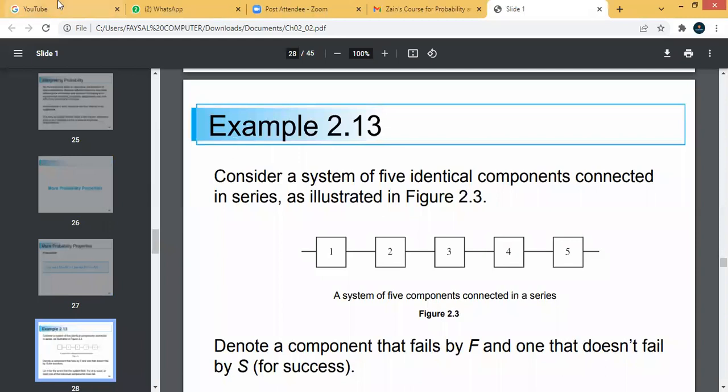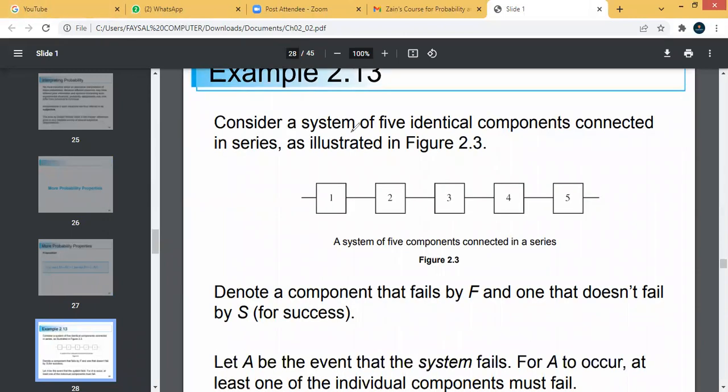Okay, 2.13. Consider a system of five identical components connected in series. This is 1, 2, 3, 4, and 5. Denote a component that fails by F.